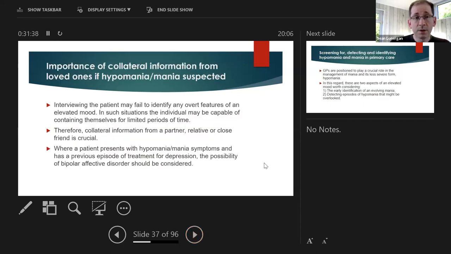Interviewing the patient may well fail to identify any overt features of an elevated mood, if you're just hoping to observe it in your 10 or 15 minutes of brief contact. In such situations, the individual may be capable of containing themselves for limited periods of time. Therefore, collateral information from a partner, relative, or close friend is crucial if you have any suspicions that bipolar mood may be a factor. Where a patient presents with hypomania and mania symptoms and has a previous episode of treatment for depression, the possibility of bipolar affective disorder should be considered.